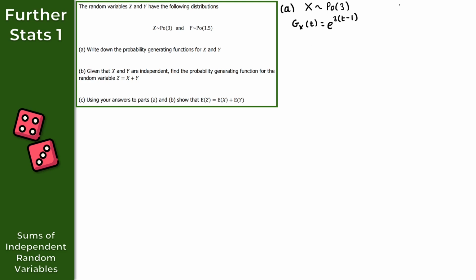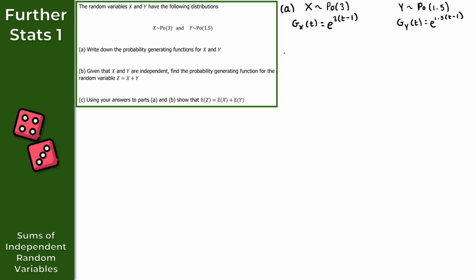We then also got y here, so don't forget y. So y also follows a Poisson distribution, this time now with a parameter of 1.5. Okay. So in that case then, again, just applying the standard results here, g of y in terms of t, that is equal then to e to the power of 1.5 bracket t minus 1. Okay, and there we have it. So nice and straightforward. That gives us the solution there to part A.